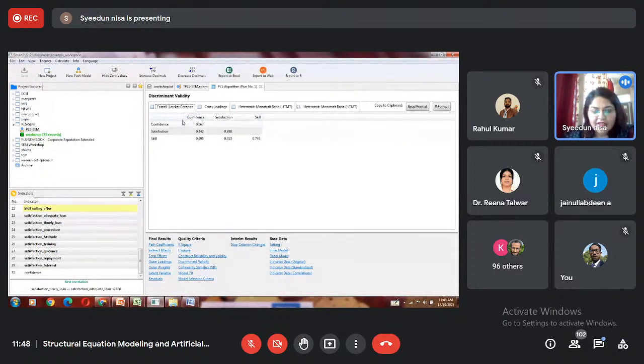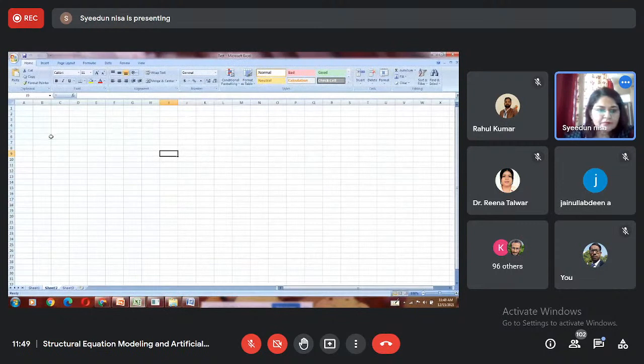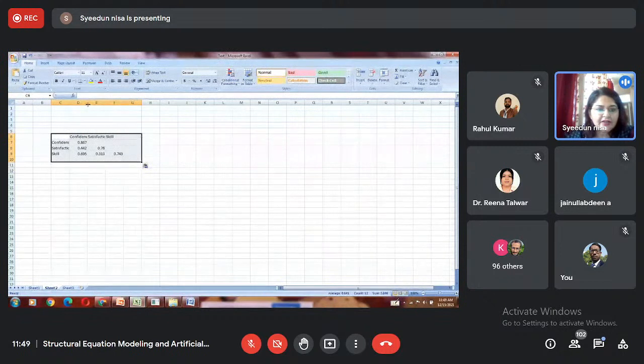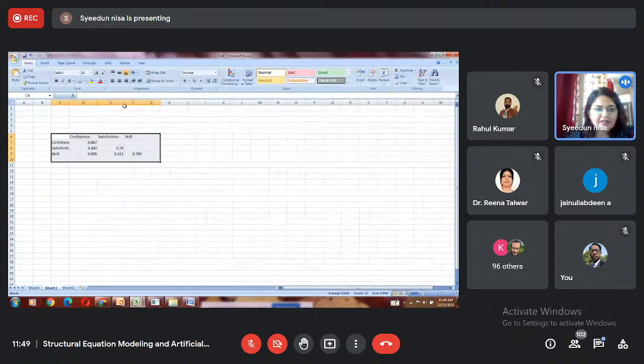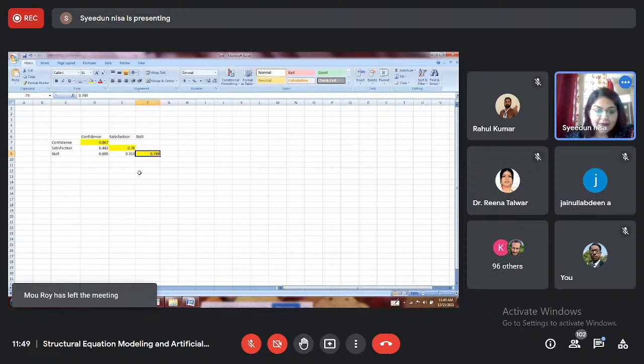So what are these values? For example, if I copy them and paste them in Excel, this is Fornell and Larcker criterion, and these are the values. How to interpret these values? So this value 0.867, 0.78, and 0.749. What are these values? These values are square root of average variance extracted.